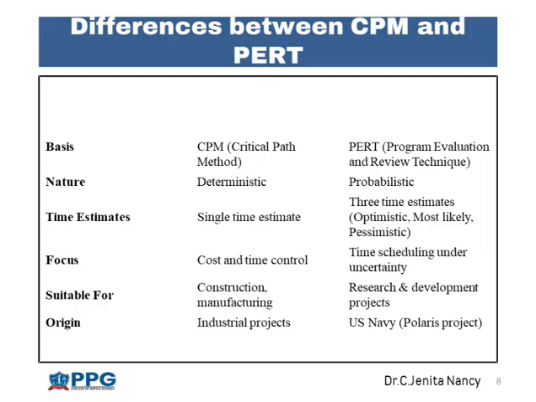CPM always constitutes single time estimate, whereas PERT always constitutes three time estimates, namely optimistic time, most likely time, and pessimistic time. Always CPM focuses on cost and time control, whereas PERT focuses on time scheduling under uncertainty. CPM is suitable for construction and manufacturing, whereas PERT is suitable for research and development projects.